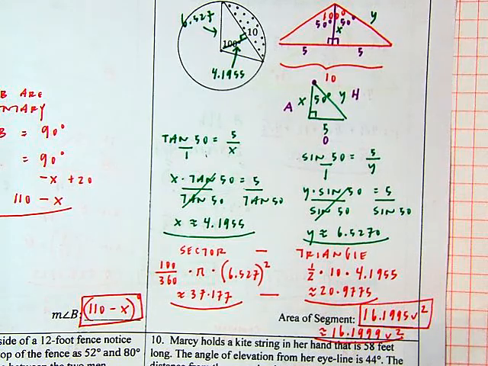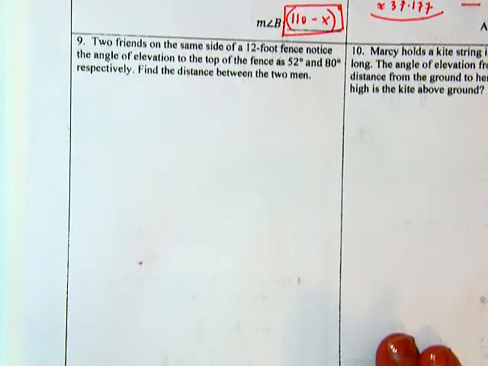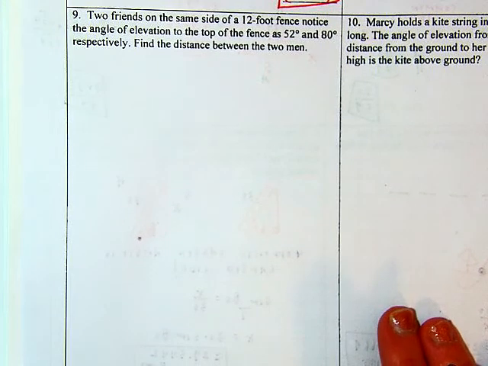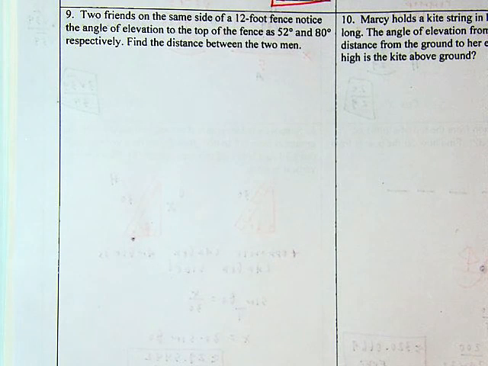All right, two more word problems. Okay, so I wanted to revisit this style of problem one more time. So we have 2 friends. They're on the same side of a 12-foot fence, and they notice the angle of elevation to the top of the fence as 52 and 80 degrees respectively. We want the distance between the 2 men.